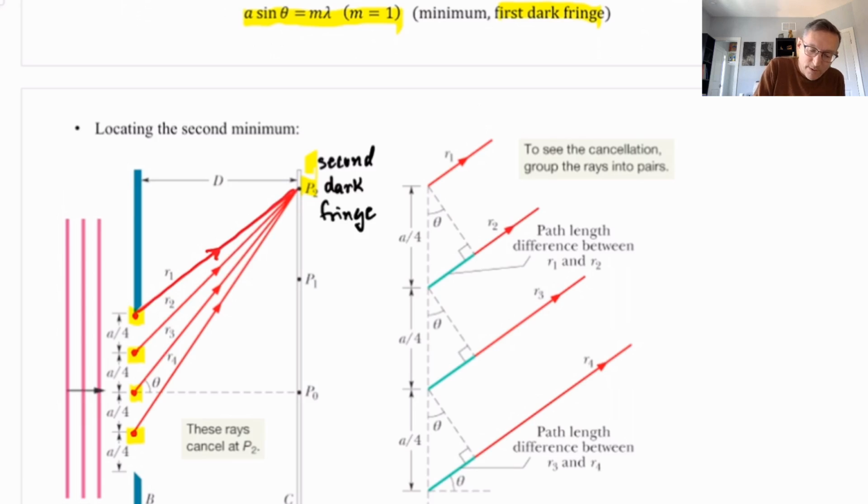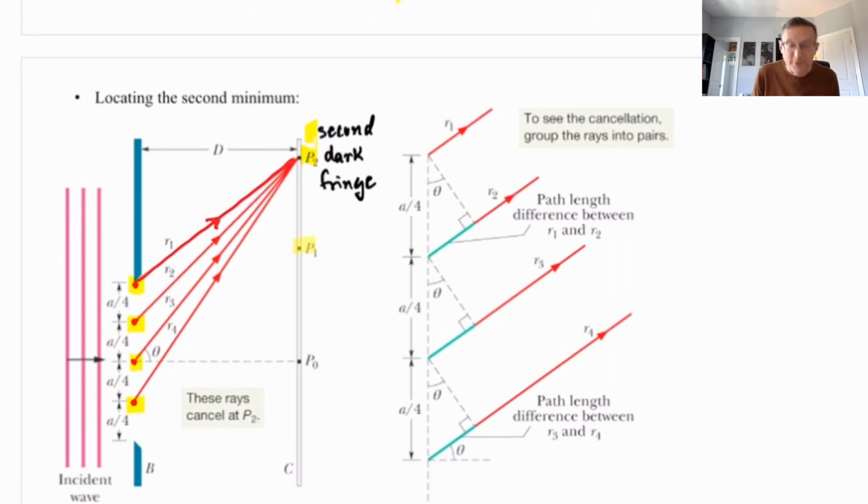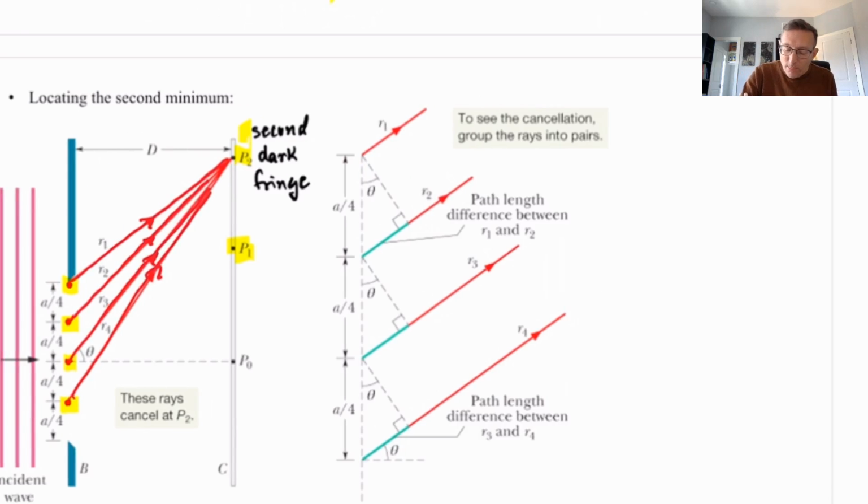Okay? The point P1 located the first dark fringe. I'm now locating the second one, P2. And so you take the rays R1, R2, R3 and R4, all converging at point P2. And if you want it to be a dark fringe, then here's what has to happen. You get cancellation by grouping the rays in pairs.